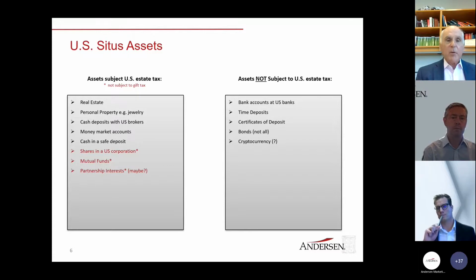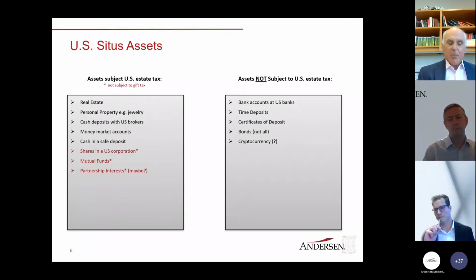But the others are pretty obvious. If you own U.S. real estate directly, personal property, with the two high-end ones being jewelry, art, sometimes collectible cars. We've had big wine collections over here. And some of the others, and the rules are a little tricky.